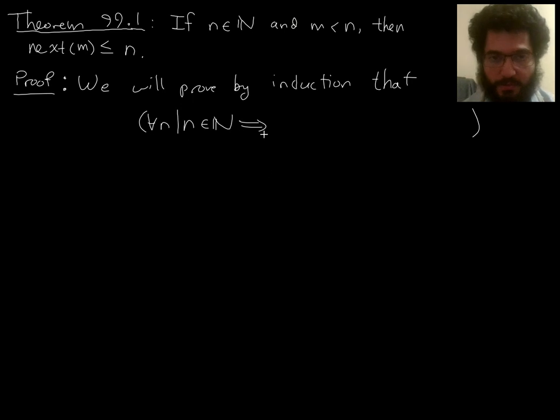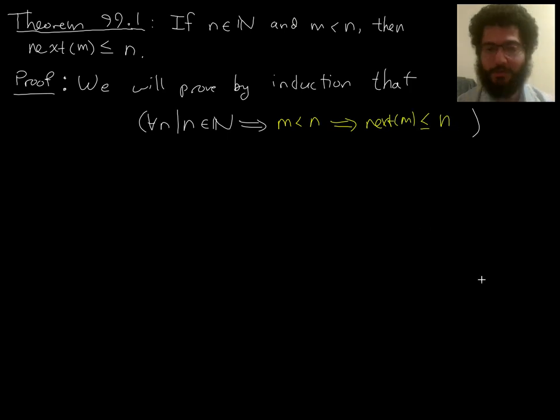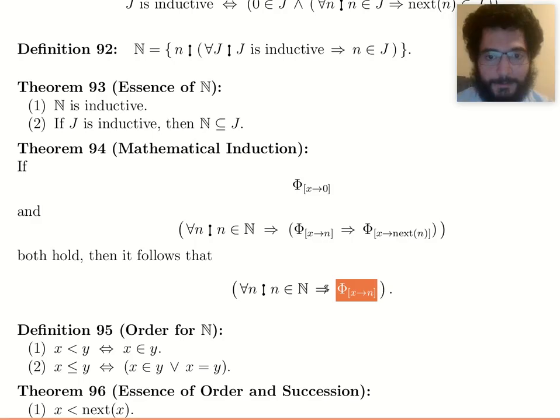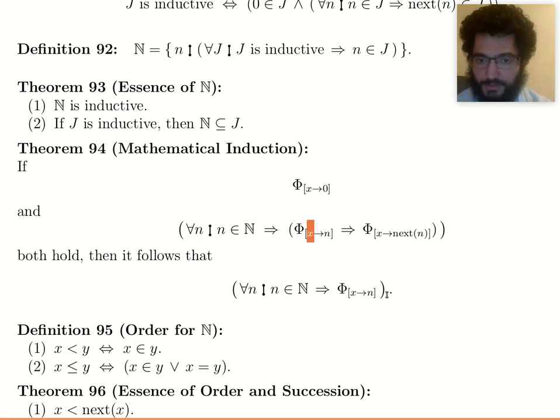So what is it that I'm trying to prove for all n? I'm trying to prove that if m is less than n, then next m is less than or equal to n. That's what I'm trying to prove. So then this is my phi, sort of. It depends on how you name variables, but if you're going to use this exact statement of the theorem mathematical induction, then this one uses x's as the thing that's getting replaced by different things in different positions.